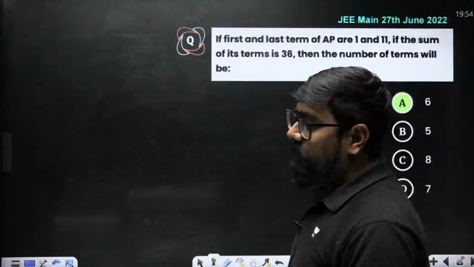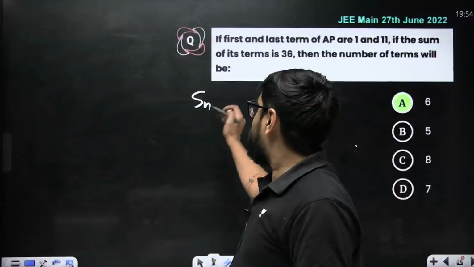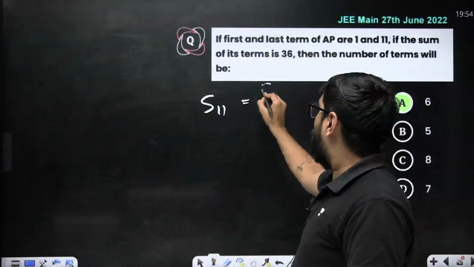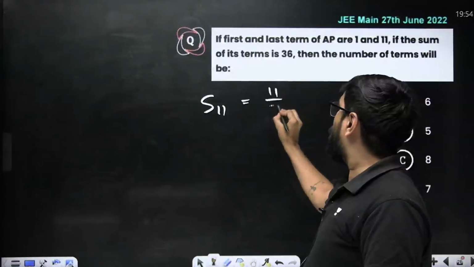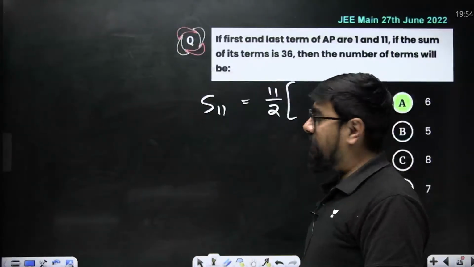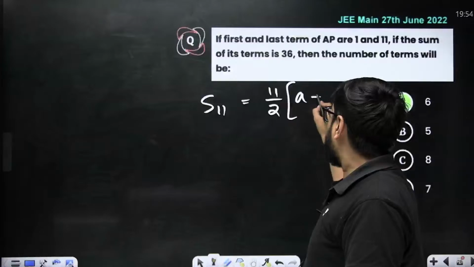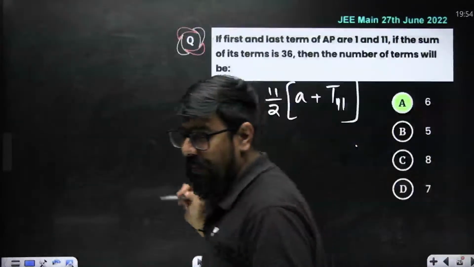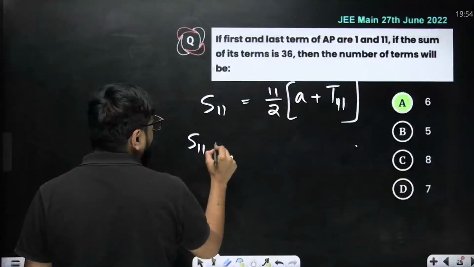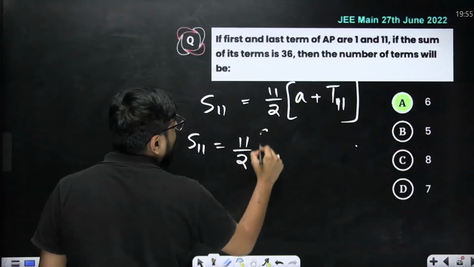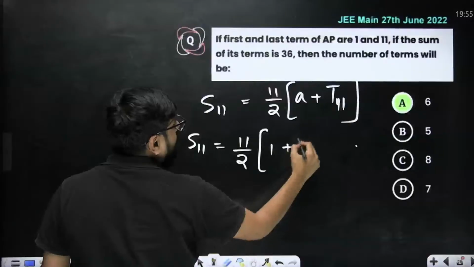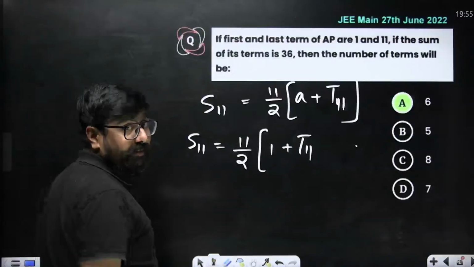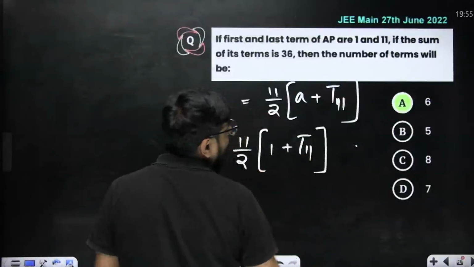First term and last term are given to you. Sum of 11 terms will be equal to what? Sum of 11 terms I taught you. It will be equal to 11 by 2. Two formulas we learned: 2a plus (n minus 1)d, and first term plus last term. That's why I'm saying, remember this formula like this. So sum of 11 terms is nothing but 11 by 2 multiplied with first term, which is given as 1, plus T11, the 11th term. T11 is given to me.